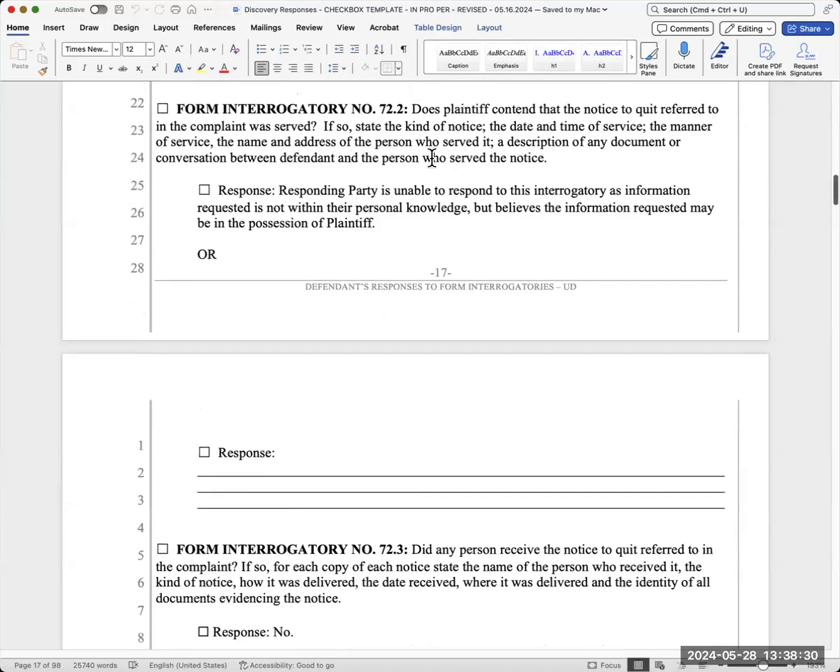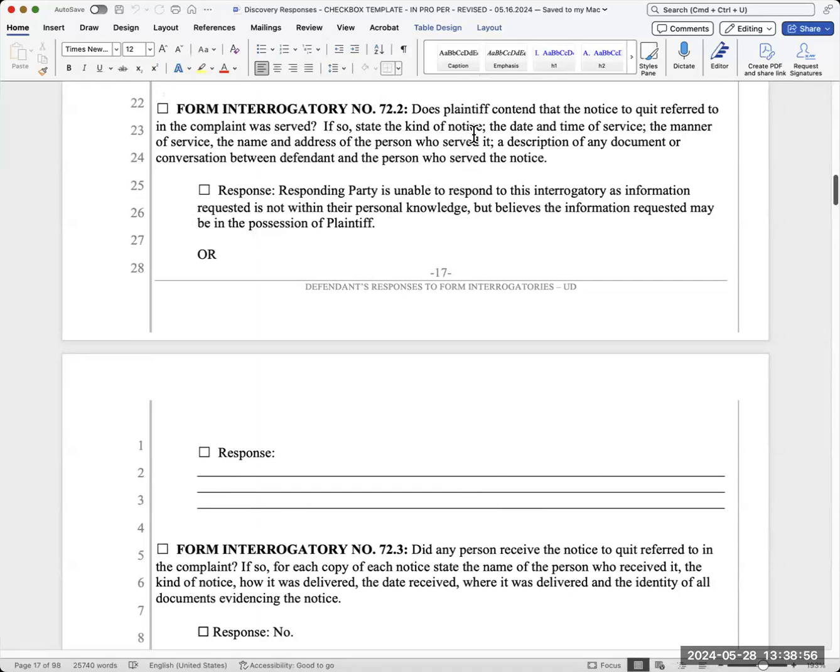Either didn't receive it at all or not served the way it was alleged in the proof of service. Form interrogatory 72.2. Does plaintiff contend that the notice to quit referred to in the complaint was served? Okay, this is a question for the plaintiff. Not often checked, but if it is, you're going to think about who the question is being asked to.